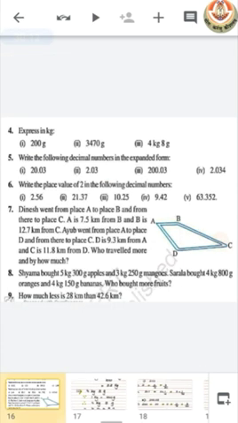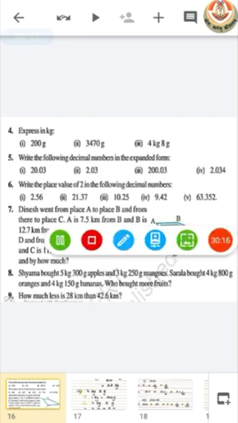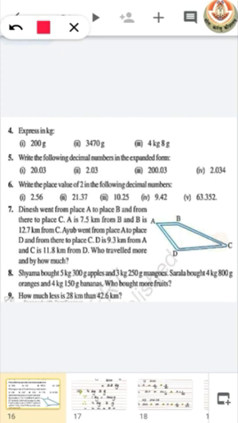Now, the other parts of the exercise are both your practice questions. In this, the 8th question is: Shama brought 5 kg 300 gram apples and 3 kg 250 gram mangoes, whereas Sarla brought 4 kg 800 gram oranges and 4 kg 150 gram bananas. We have to answer who brought more fruit.